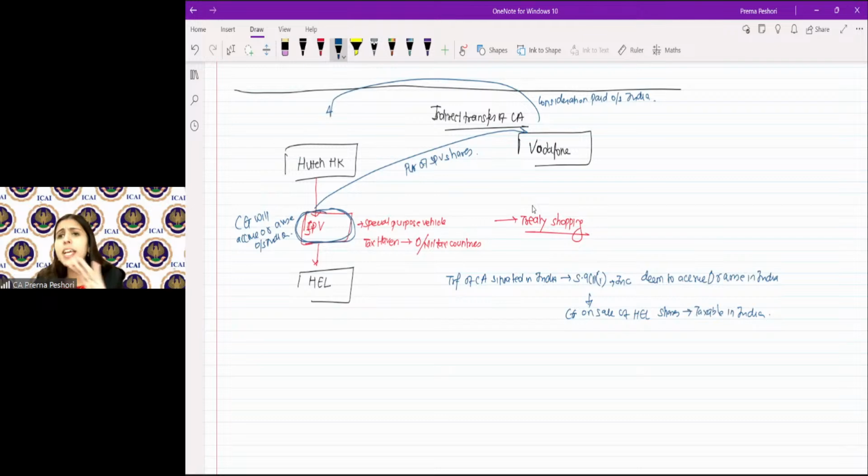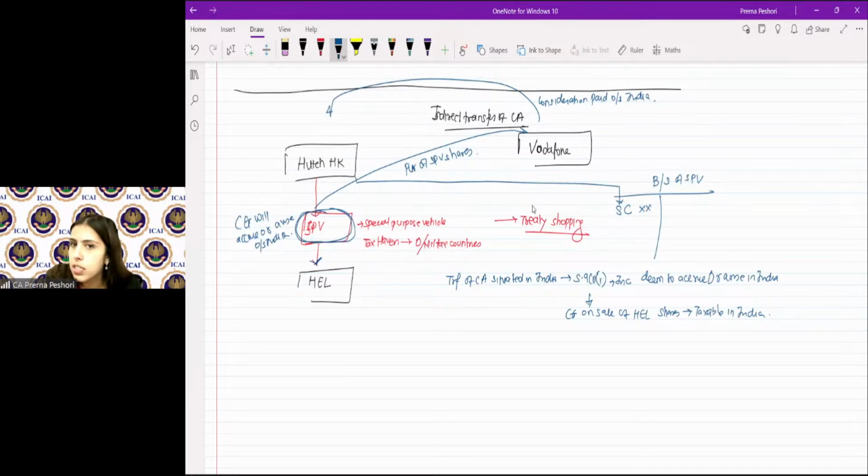This way they sold the entire business of the Indian company because the SPV's business is only to hold the shares of HEL. So by purchasing the shares of the SPV, Vodafone indirectly purchased the shares of the HEL. Because now here Vodafone will be holding the shares of SPV. If you look at the balance sheet of SPV, it had the share capital, which is held by Hutchinson. And then it had the investments in HEL shares. That's it. This is the balance sheet of SPV.